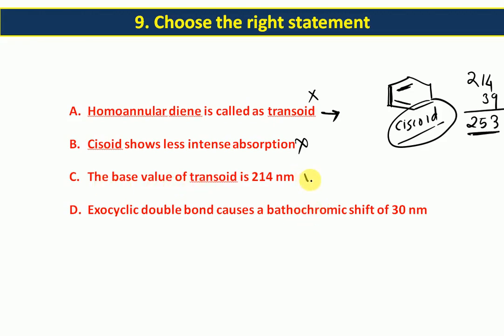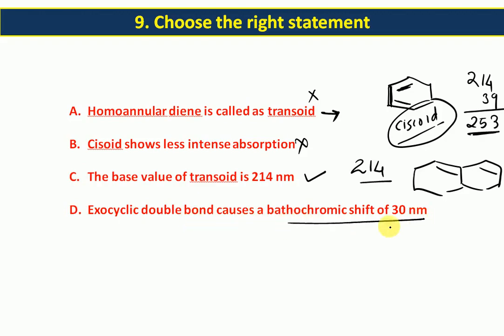This is correct one. Whenever it is transcoid like this, transcoid shows base value, parent value 214 nanometer. And option number D is exocyclic double bond causes bathochromic shift of 30 nanometer. This is wrong, because exocyclic increases lambda max by 5 nanometer. 30 nanometer is for extra double bond in conjugation. So this is also not correct. A is not correct, B is not correct, C option is correct. That is base value for transcoid diene is 214 nanometer.